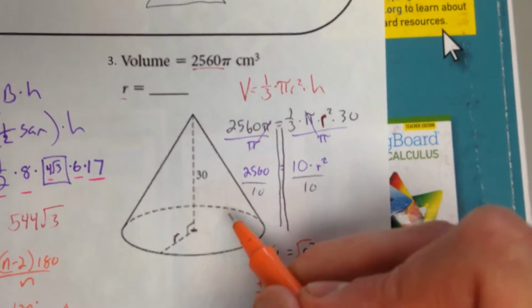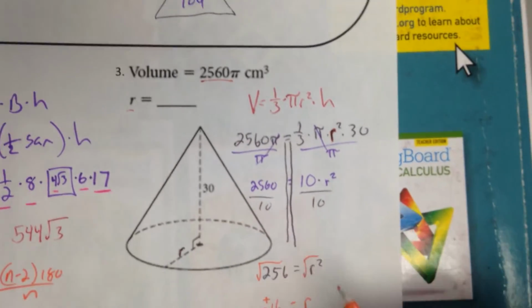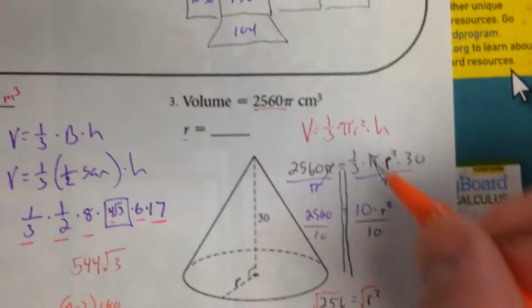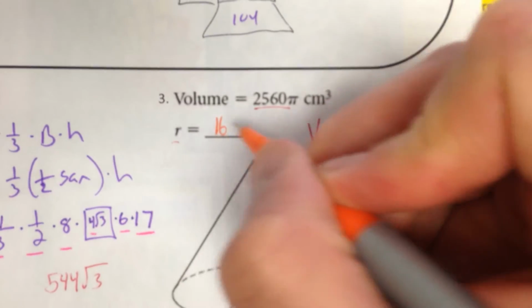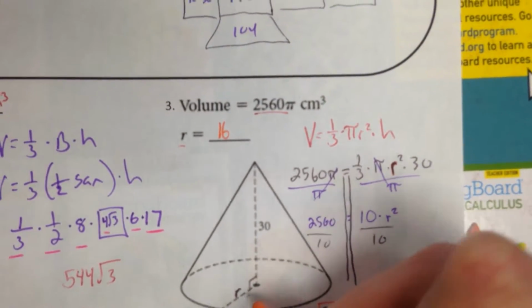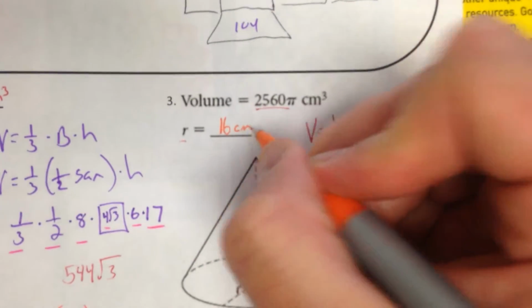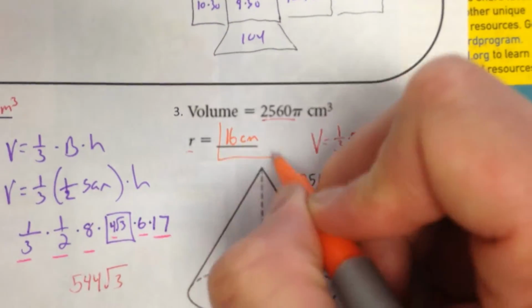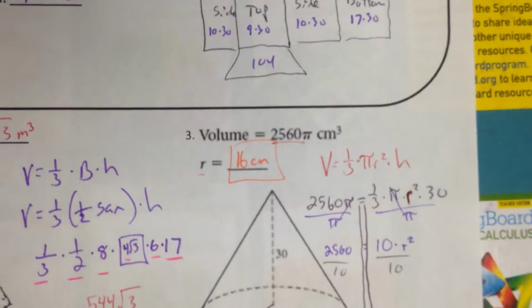However, because this is a volume problem, we're working with positive measurements only. So our final answer becomes 16, and then this is a first dimensional unit of measurement, and we will go back to our first dimensional unit of centimeters. That is the final answer.